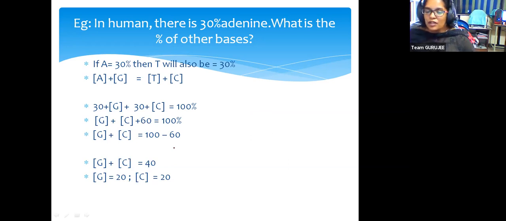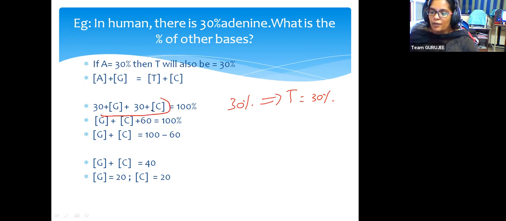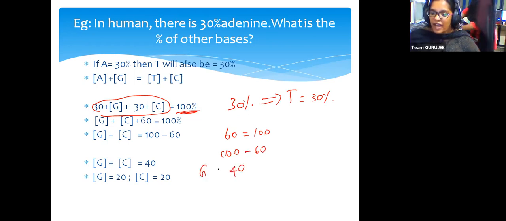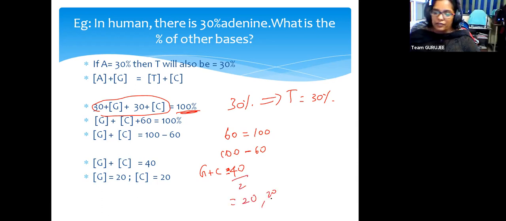Okay, they have given a sum. If adenine is 30%, what will be the thymine, and what will be the other bases? So if adenine is 30%, thymine will also be 30%. Everything will add up to 100%. So that is 60%, and 100 minus 60 is 40. So G and C combined make 40. Then if it is divided by 2, it is 20 and 20.